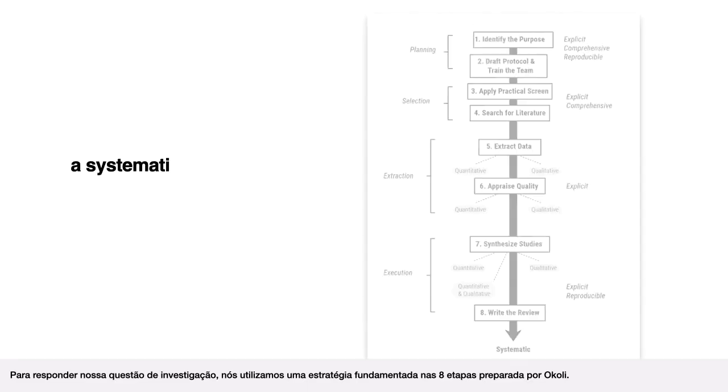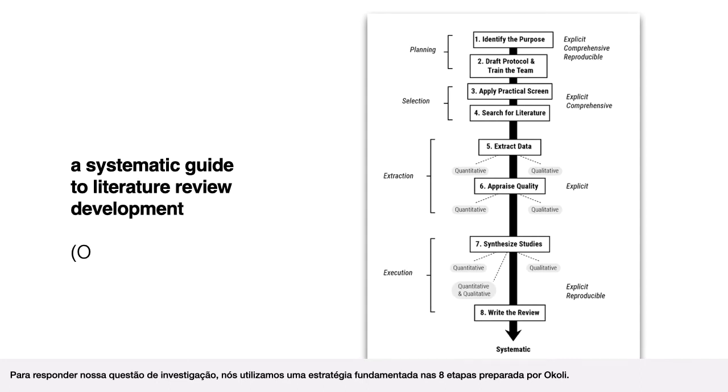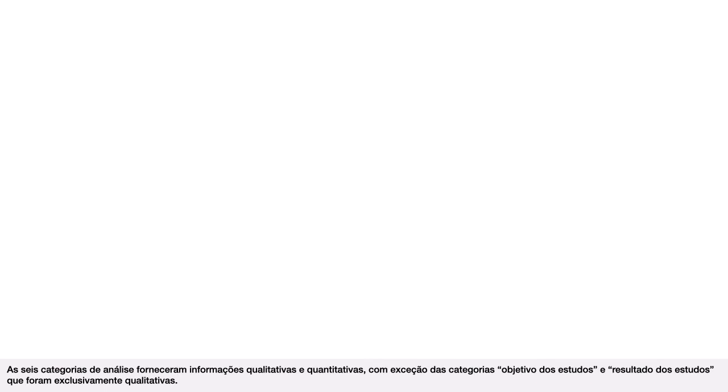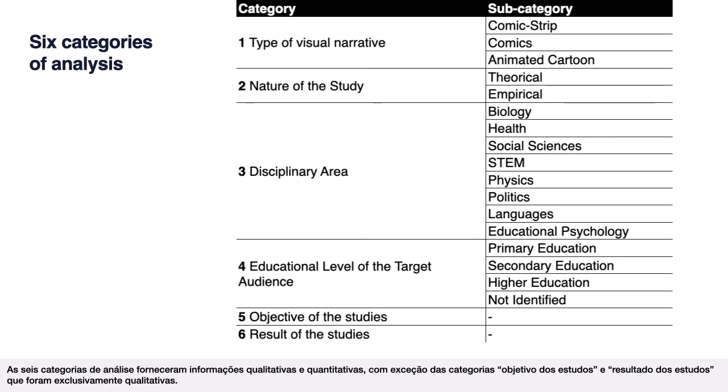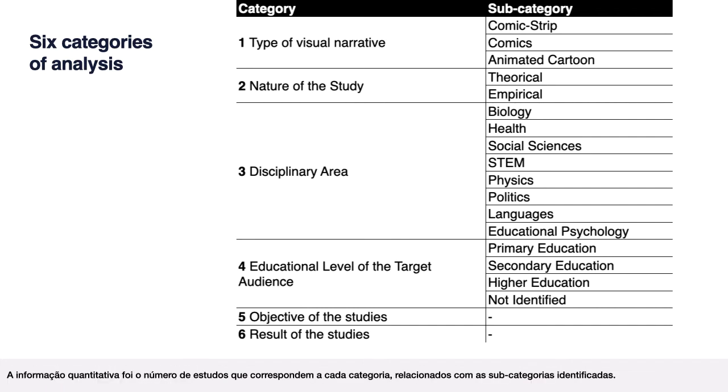To answer our research question, we used a strategy based on the 8 steps prepared by our colleague. The 6 categories of analysis provided qualitative and quantitative information, with the exception of the objective of the studies and result of the studies categories, which were exclusively qualitative. The quantitative information was the number of studies that fit into each category related to the subcategories identified.